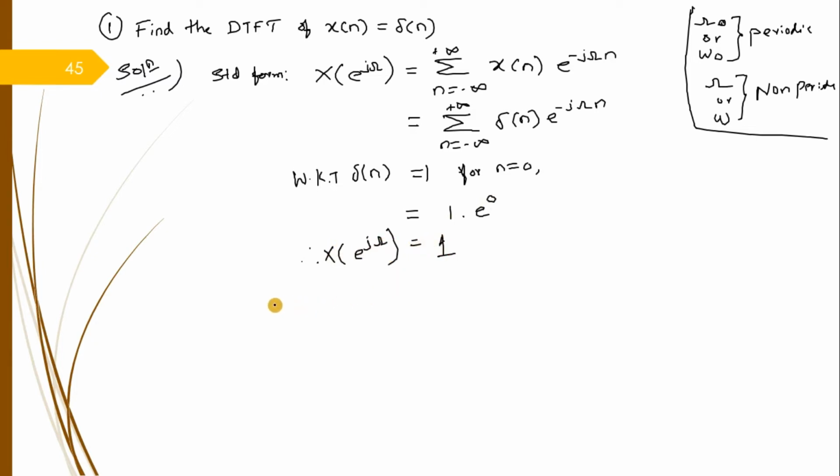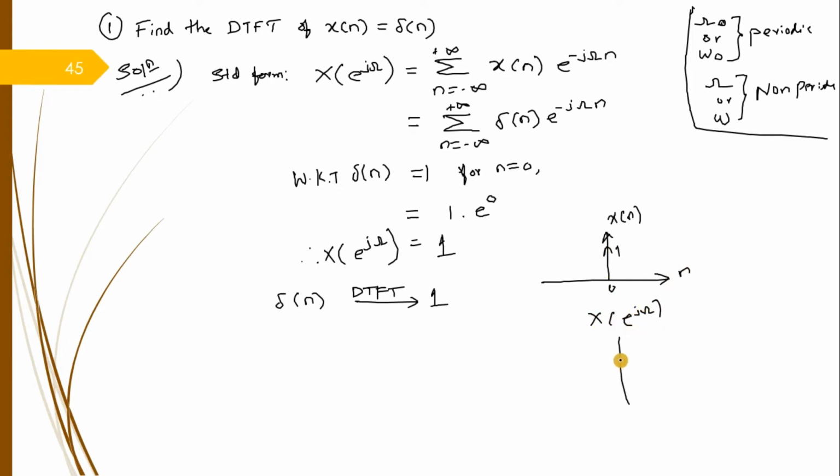So in terms of the DTFT pair, I write it like this. This is 1. In terms of a diagram, if x of n is given by delta of n, we represent it as 1 at 0. Then X of e raised to j omega is a DC signal. It's 1 always. That's the meaning. It varies with respect to capital omega, so this is 1 throughout.